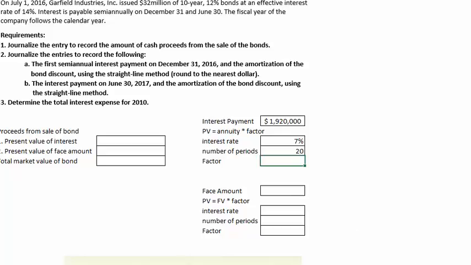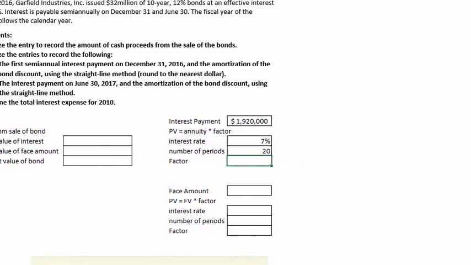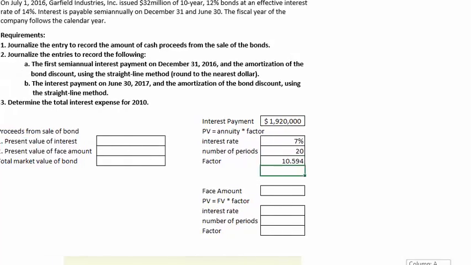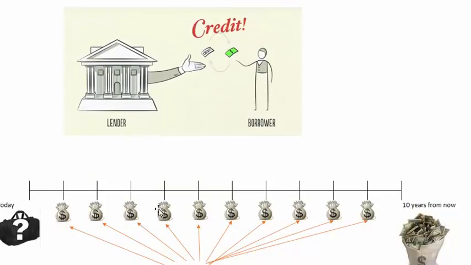So we go to our little table and we find the factor. This is the present value of an ordinary annuity, and the factor, if you go over to 7% and down to 20, is 10.594. So the present value of all those interest payments is the annuity times the factor: $20,340,480. Okay, so that's what the lender is willing to give us for all these payments.